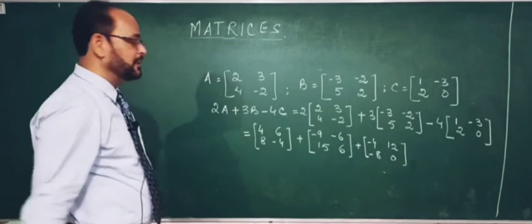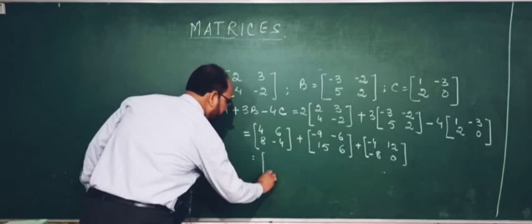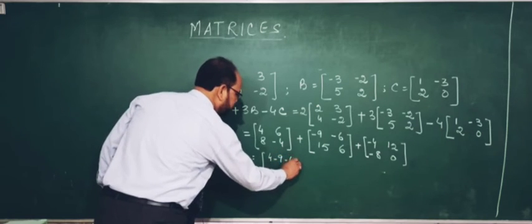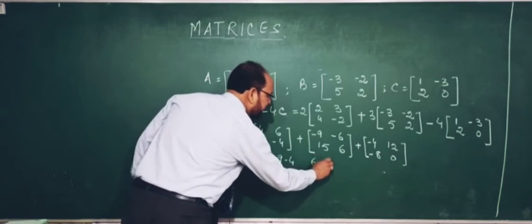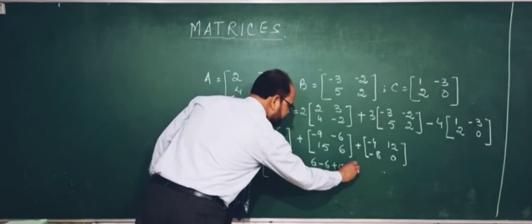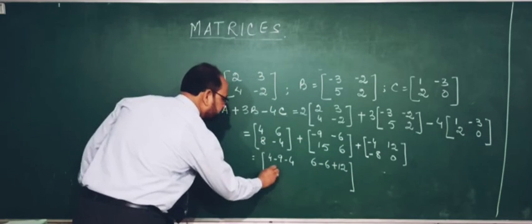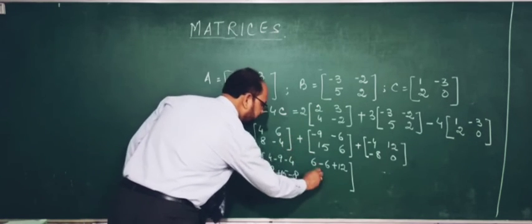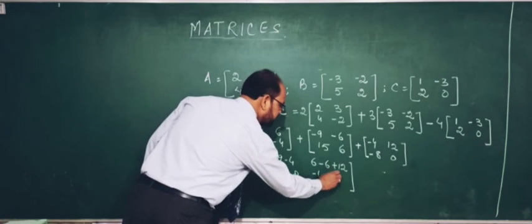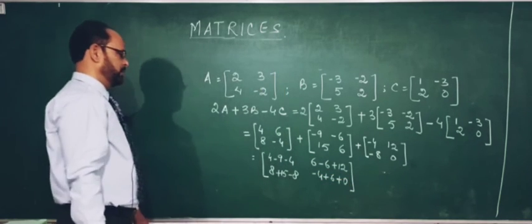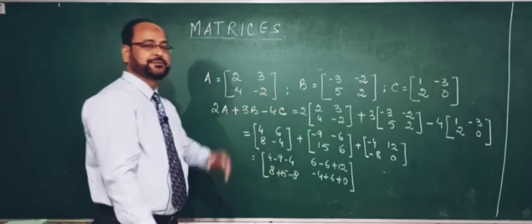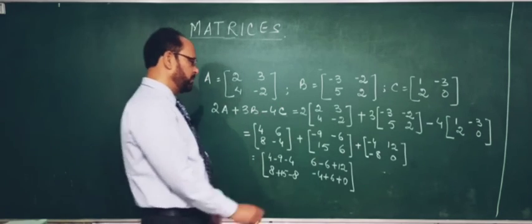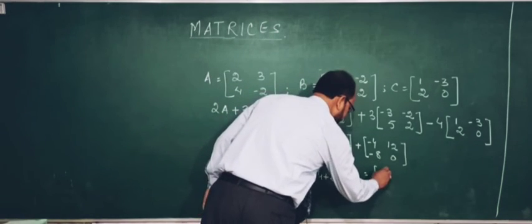Now you will add all the corresponding elements. So it is 4, then negative 9, then negative 4. Second entry 6, negative 6 and plus 12. Then 8 plus 15 and then minus 8. Then negative 4 and plus 6 and plus 0. You first will add these two negative sign numbers. So negative 9 and negative 4 will be negative 13 and plus 4. So what will be left? Negative 9.